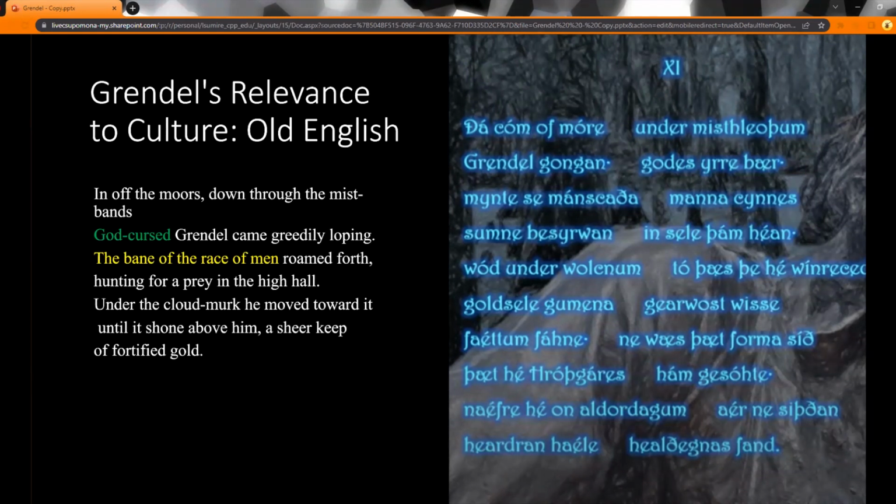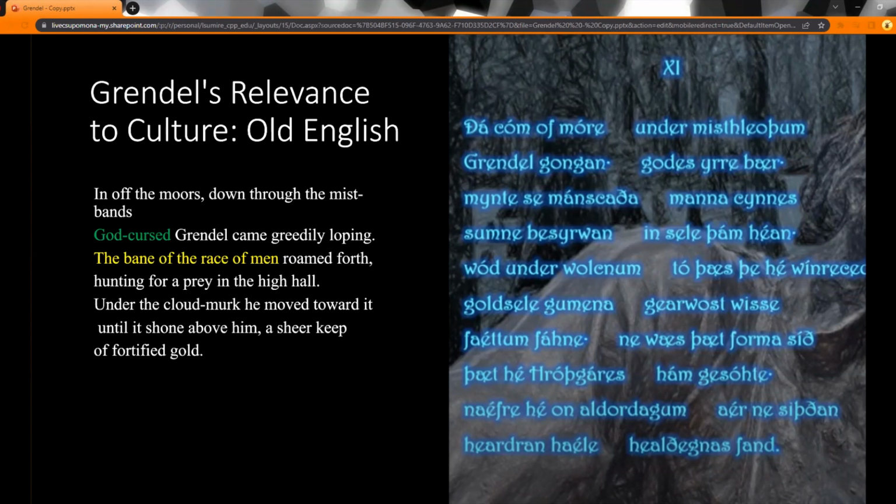The calm of more yondom isliothom Grendel gongen, gore zeribar. Monte seman skade monachune, sumne bisiran, and the la tham hayan. Voron of roklam to tayes the hevu resid, gosele gumena ieros wesid.